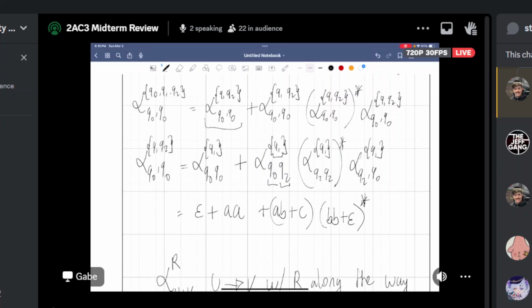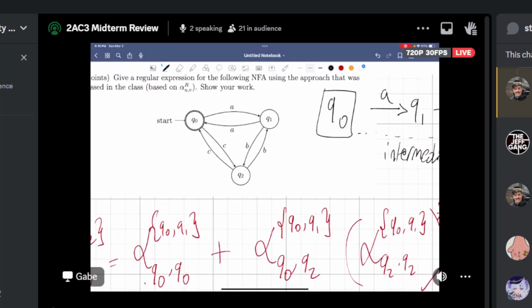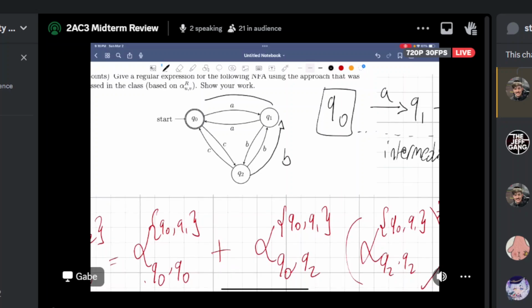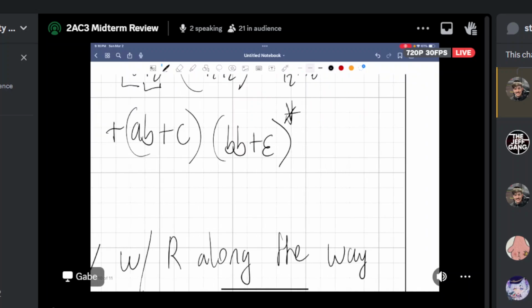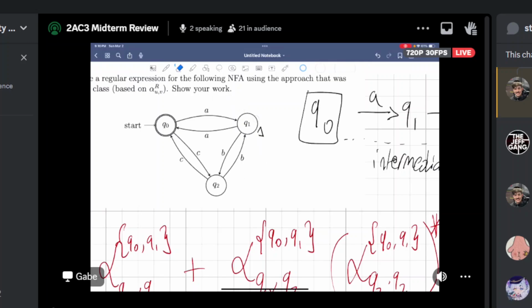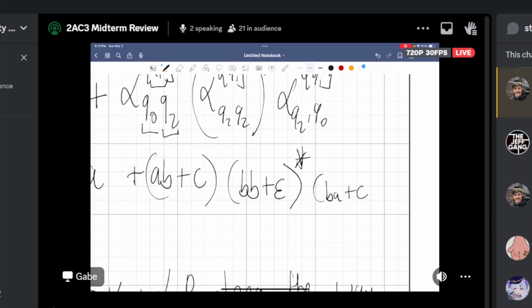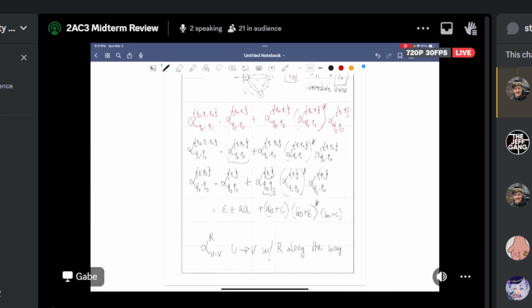And then finally, Q2 to Q0, going through Q1. So Q2 to Q1 is a B. Q1 to Q0 is an A, so BA. Or you can just go from Q2 to Q0 directly with a C. And that answers the question.